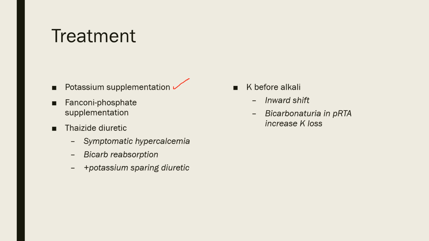Apart from that, phosphate supplementation in global tubular dysfunction. Thiazide diuretic can be given especially when there is symptomatic hypercalciuria and bicarbonate reabsorption is needed, and potassium sparing diuretic can be added if you are suspecting potassium losses. Potassium before alkali, we discussed this.